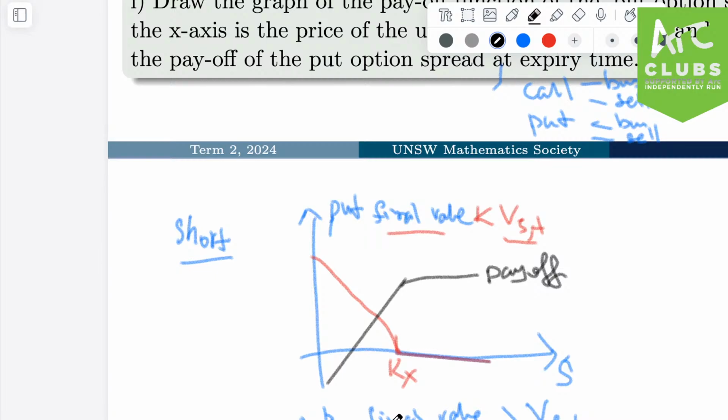And for the long position, if the final value is larger than our price, then that's good for us, right? So maybe at the beginning we are making money, and then we start to lose.